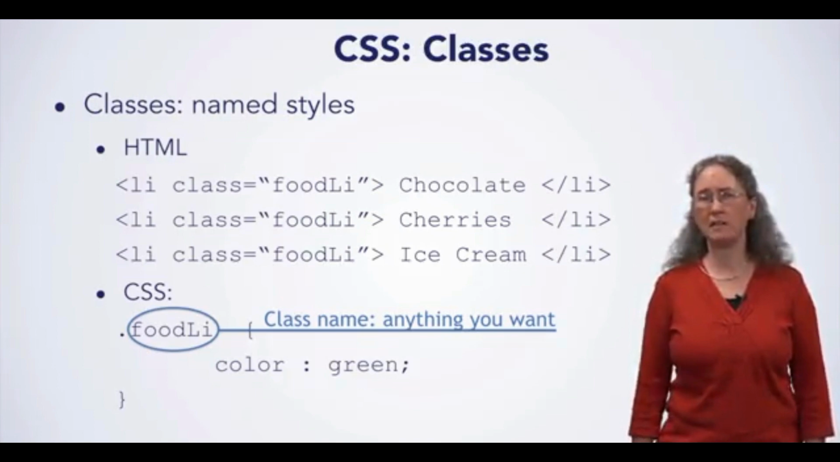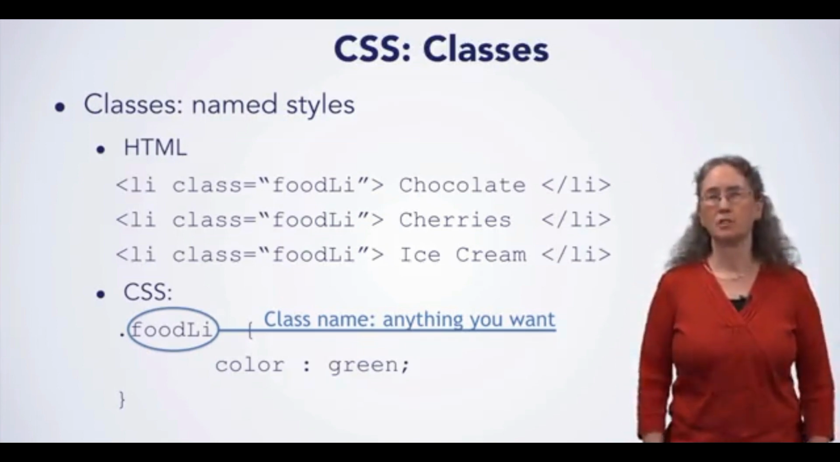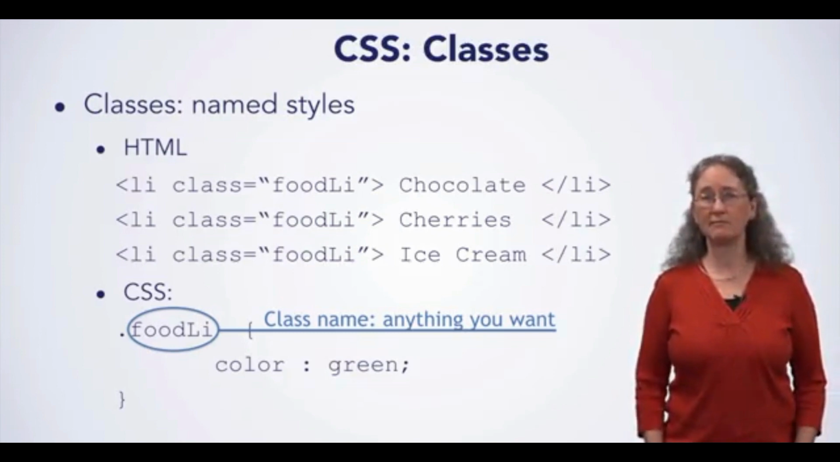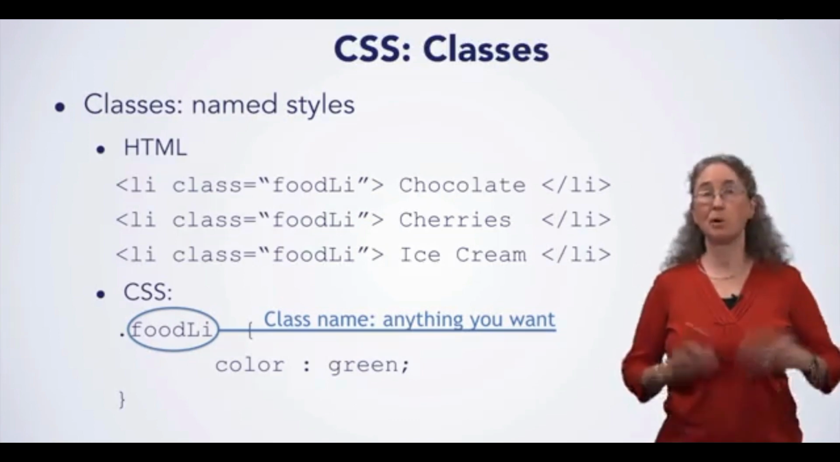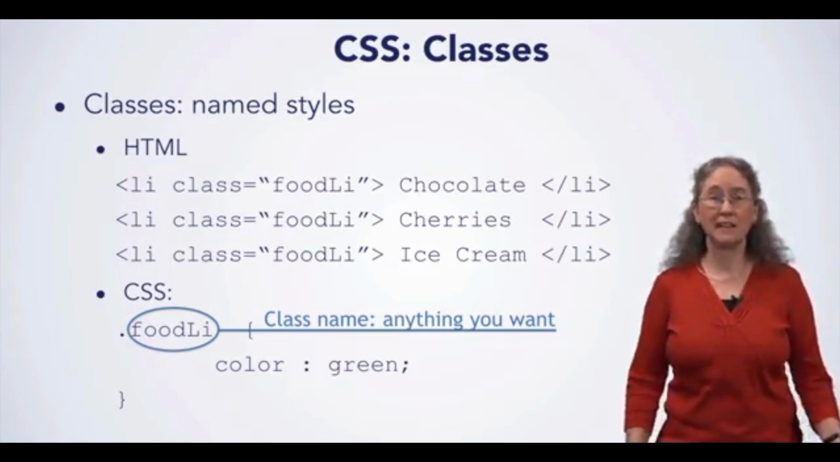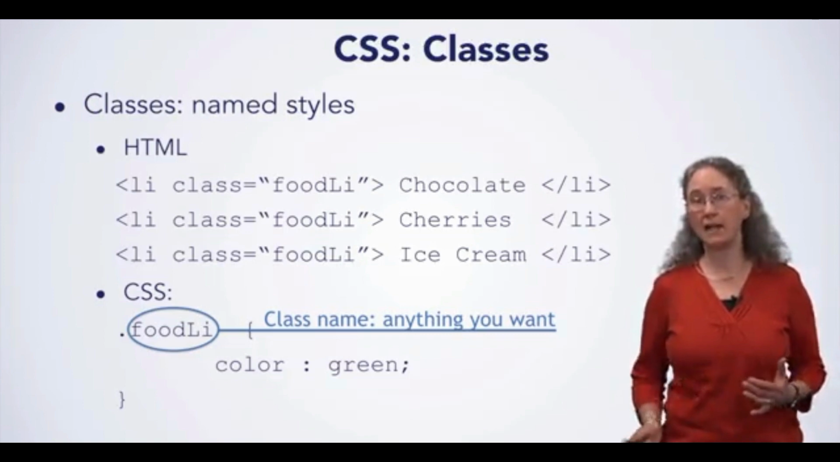However, you should make the name descriptive. In this example, we picked food-li, since we're using the class to style list items that describe food. Would .green be a good name for this class? Even though that describes how it styles the list items right now, naming it .green is not a great choice. If we later decided we wanted to style our food list items to be purple, our style name would be misleading. Instead, we're better off naming it based on the meaning of the parts of our page, and we want to style food list items.